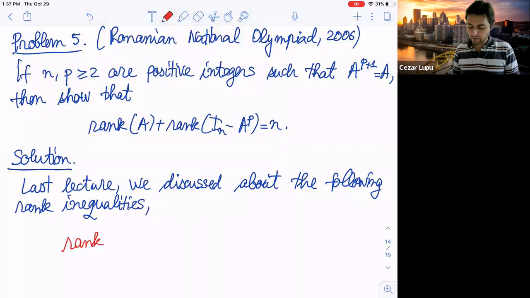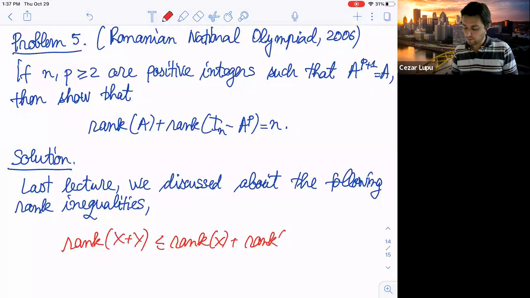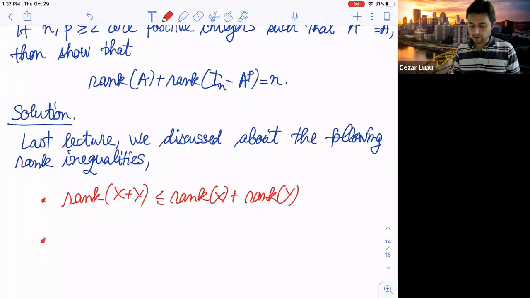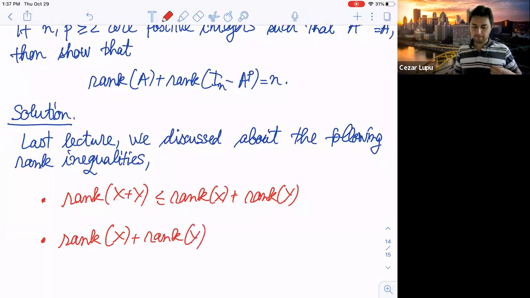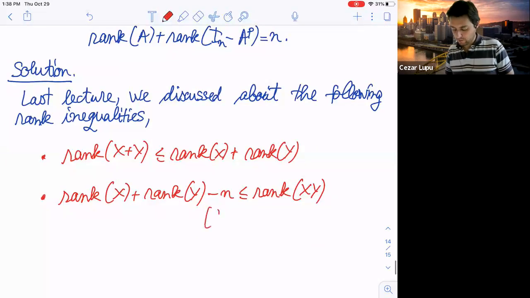So we said that the rank is subadditive, so rank of x plus y is less or equal than rank of x plus rank of y, right? And the second one was Sylvester's inequality, which says that rank of x plus rank of y minus n is less or equal than rank of xy. So this is Sylvester's inequality.